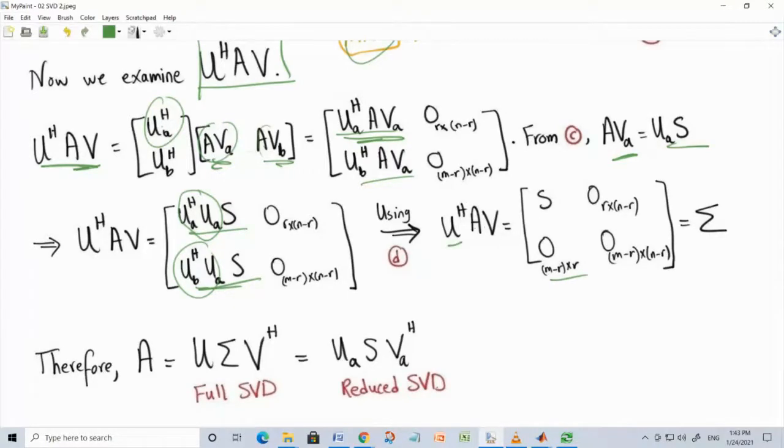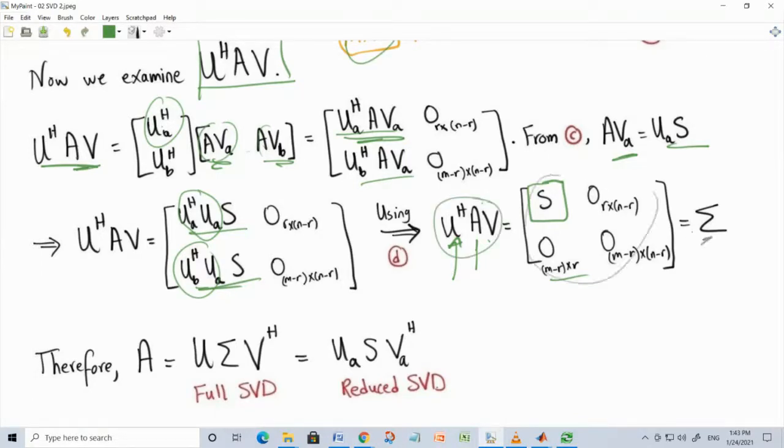Okay, so basically U Hermitian AV will be this very nice matrix. It is a matrix that is all zeros, but it has here an R by R block that contains those parameters we called sigma 1, sigma 2, up to sigma R. Those are the positive square roots of the eigenvalues of A Hermitian A. Now, matrix U is unitary, matrix V is unitary, so you can basically take this.